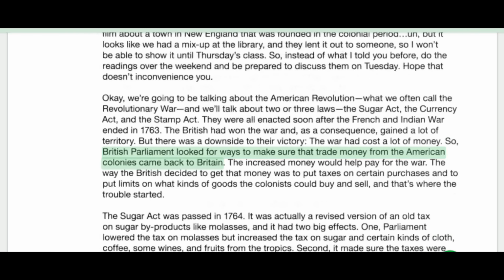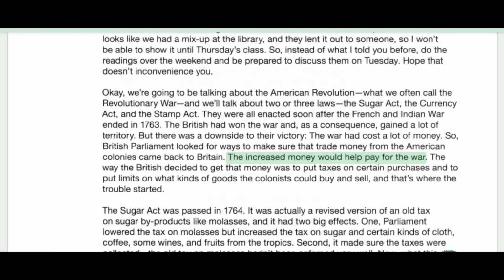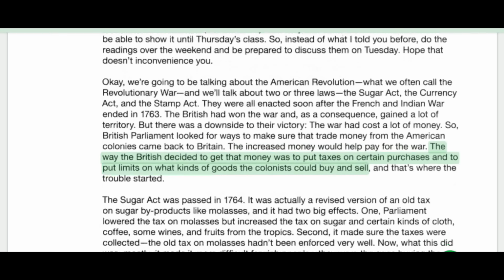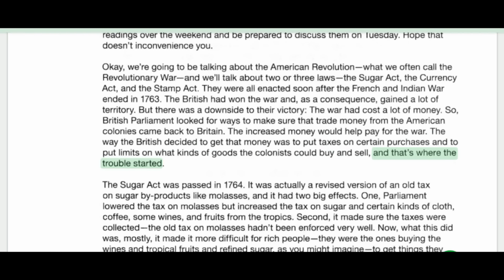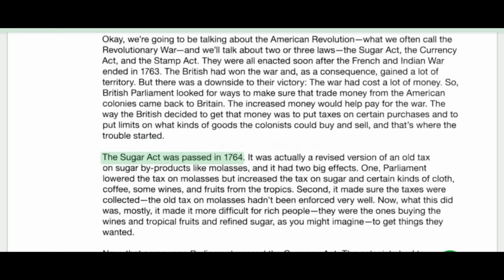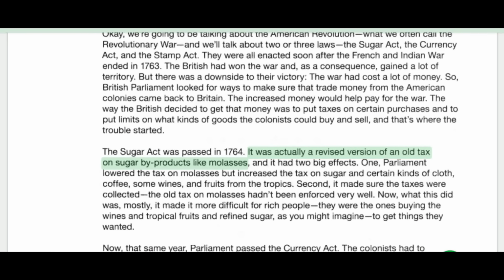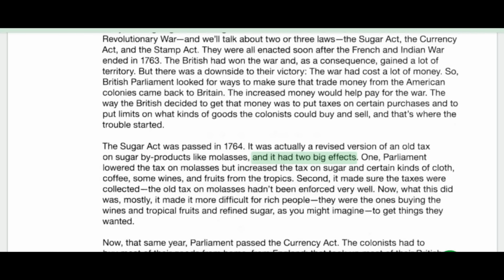So, British Parliament looked for ways to make sure that trade money from the American colonies came back to Britain. The increased money would help pay for the war. The way the British decided to get that money was to put taxes on certain purchases and to put limits on what kinds of goods the colonists could buy and sell, and that's where the trouble started. The Sugar Act was passed in 1764. It was actually a revised version of an old tax on sugar byproducts like molasses, and it had 2 big effects.